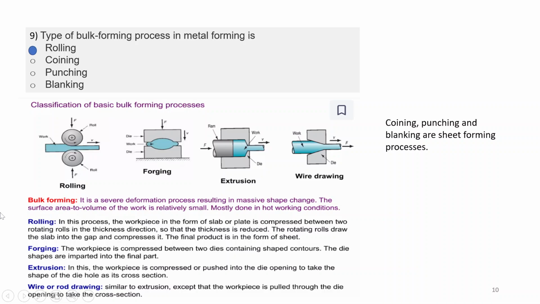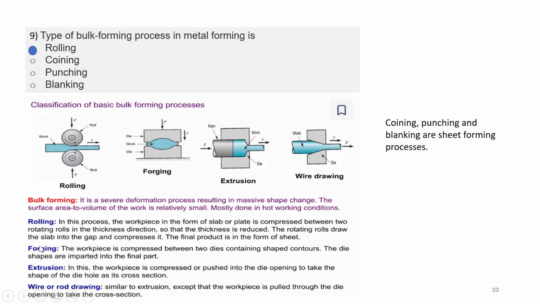In case of rolling, in this process the workpiece in the form of slab or plate is compressed between two rotating rolls in the thickness direction, so that the thickness is reduced, and the rotating rolls draw the slab into the gap and compress it. The final product is in the form of sheet.